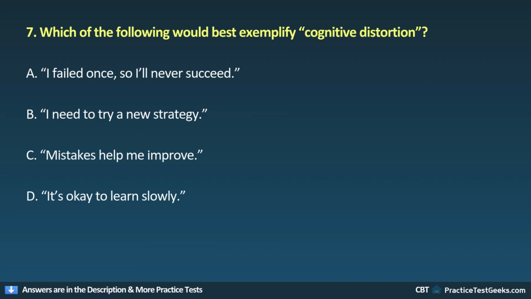7. Which of the following would best exemplify cognitive distortion? A. I failed once, so I'll never succeed. B. I need to try a new strategy. C. Mistakes help me improve. D. It's okay to learn slowly.